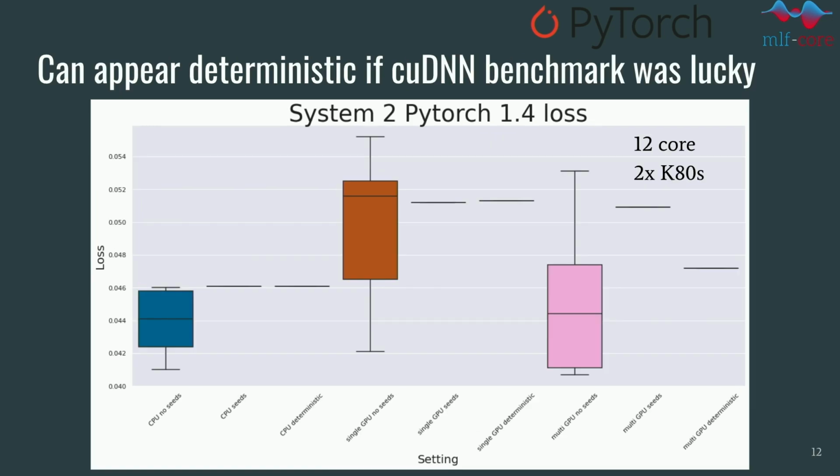This time we're doing the same thing, but with system 2, which actually has not a single GPU, but 2 GPUs, which allows us to test the same hypothesis for multiple GPUs. Now, the first 3 box plots basically resemble the story that I mentioned earlier for the CPU.